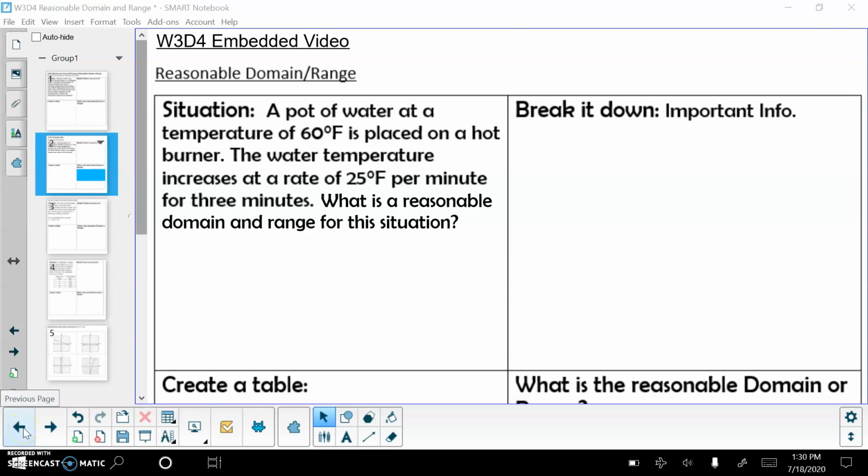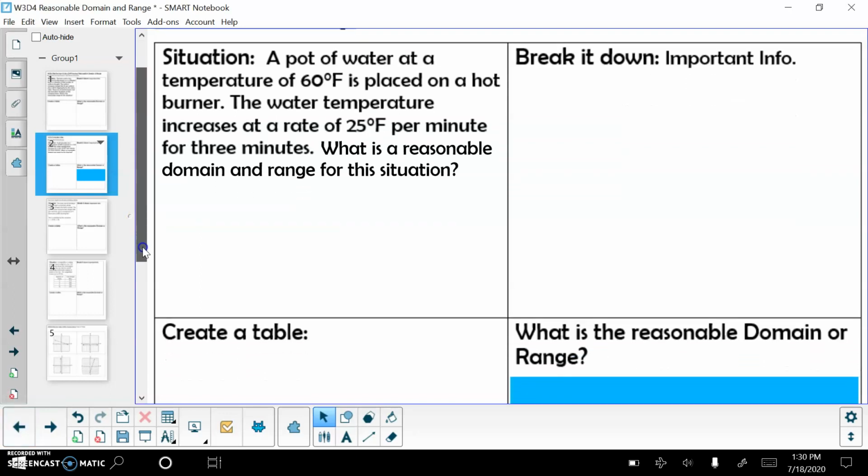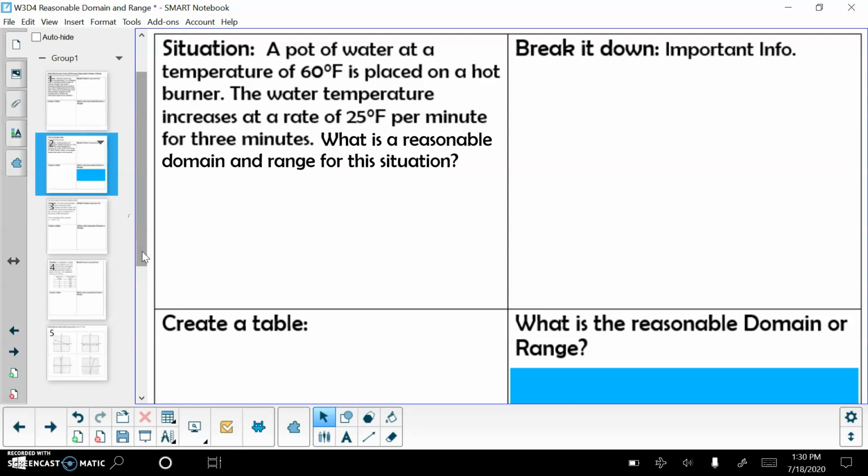Hello, this is our week 3, day 4 embedded video on reasonable domain and range of a real world problem. And once again, I'm going to be modeling the 3 reads to break down the information and using a table to get the numbers that we need to answer the question.